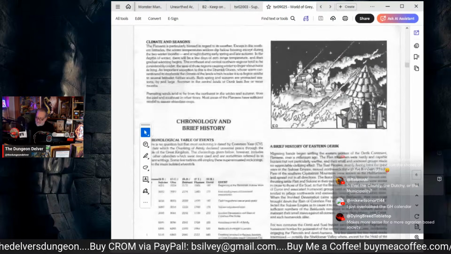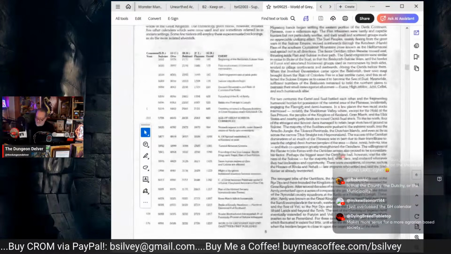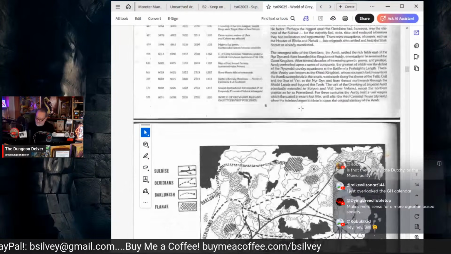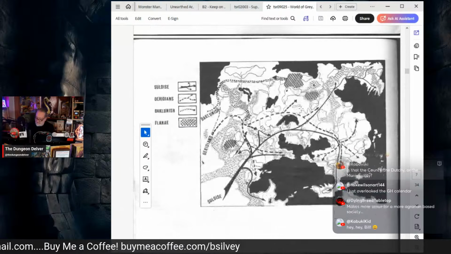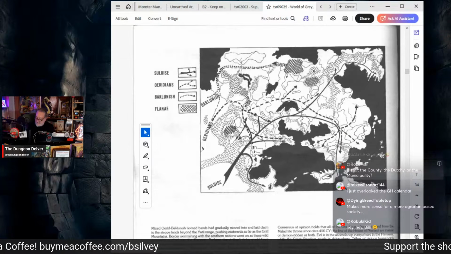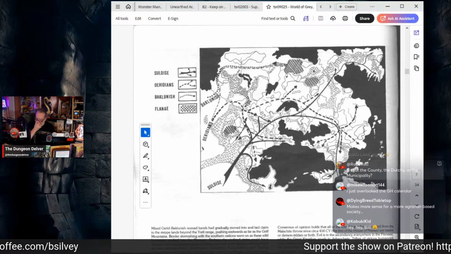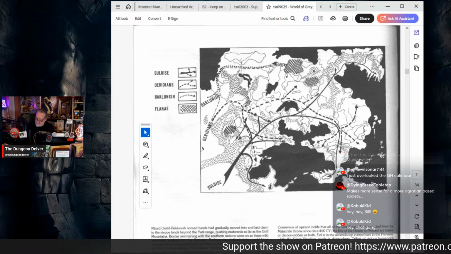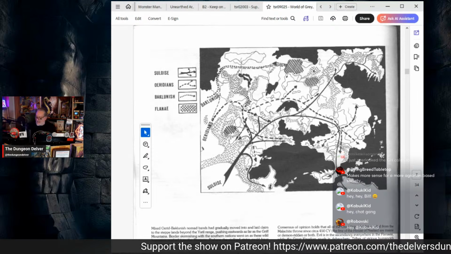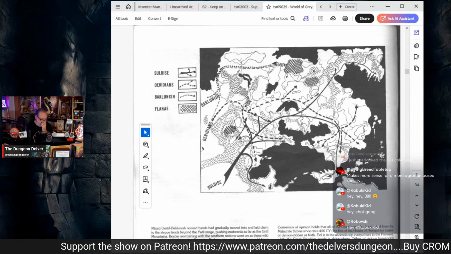So we get talked about climate and settings. There's our calendar. Now, here's a map that indicates where different races and different tribes came from.